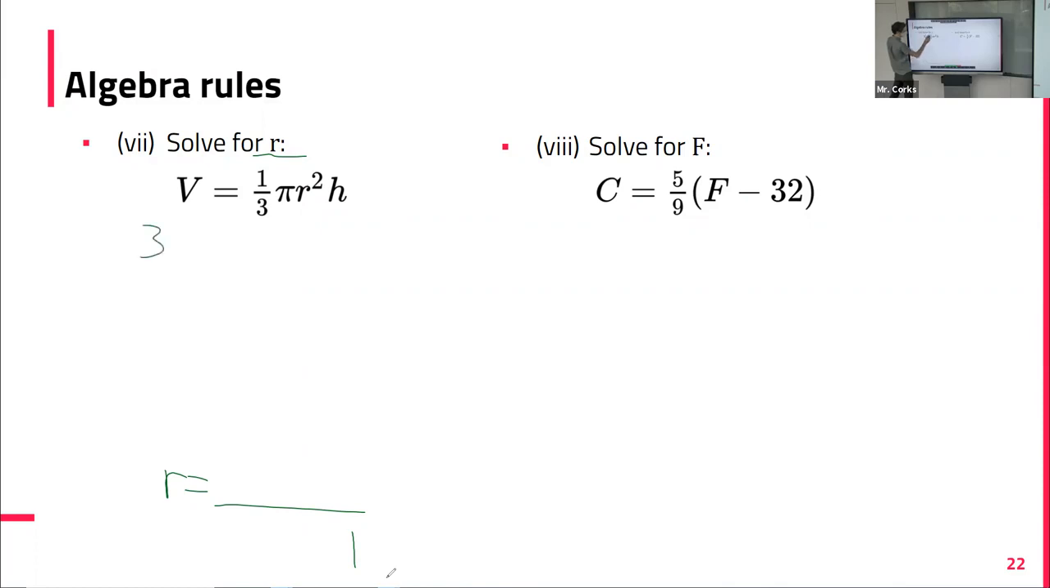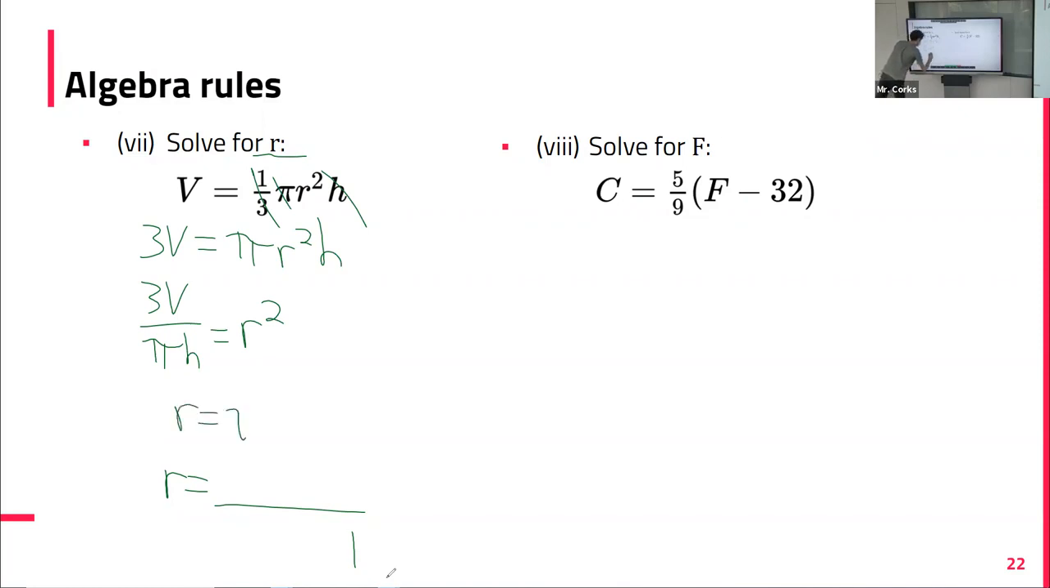So first, let's say the 1/3. Let's move that. So 3v equals pi r squared h. And then we can divide by pi and h. So 3v over pi h equals r squared. And then just square root of each side here. V over pi h.